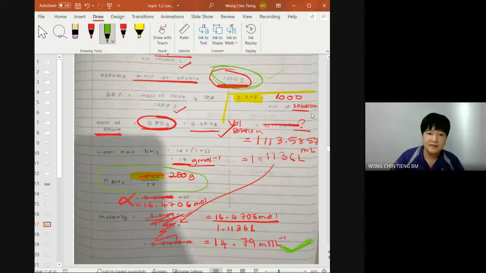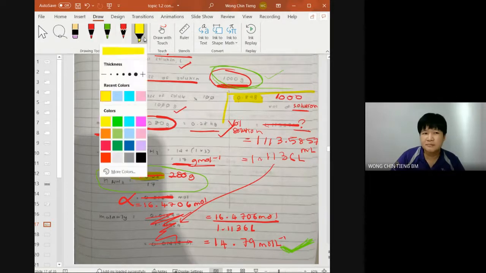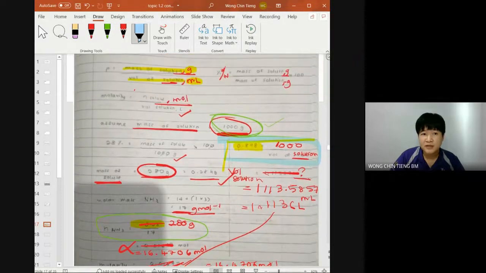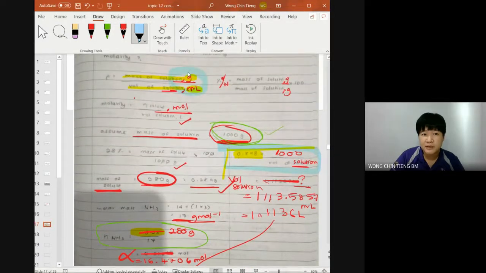And density, salah ni saya tak minat. This mistake is not acceptable, I think. Okay, this mistake over here. Okay? Kamu dah ada formula tu betul kat atas, gram per milliliter. Kenapa still boleh salah? Tak patut salah. Okay, check that guys. Check that.